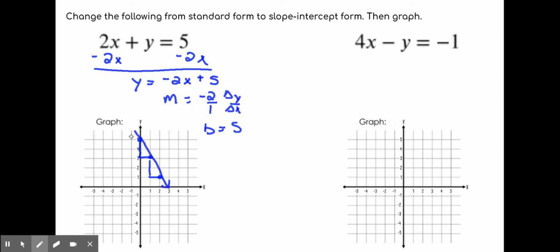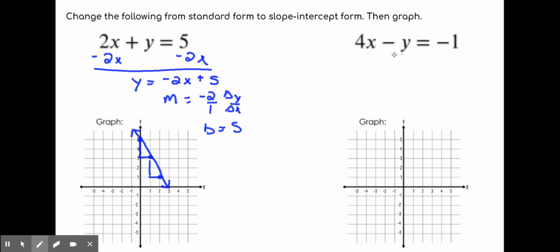And I can graph the line. Okay, so we converted and we used the slope-intercept form to graph. Let's look at another one: 4x minus y equals -1.